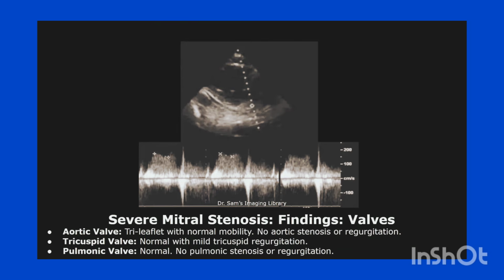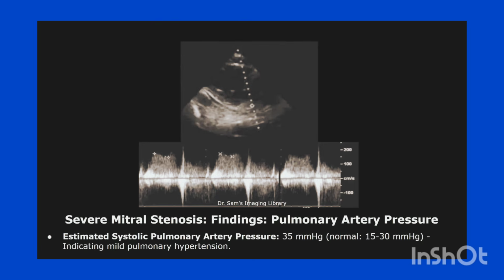The aortic and pulmonic valves are normal, but the tricuspid valve has mild tricuspid regurgitation. Estimated systolic pulmonary artery pressure is 35 millimeters of mercury, which is increased, indicating mild pulmonary hypertension. So in severe mitral stenosis, pulmonary hypertension can also occur.